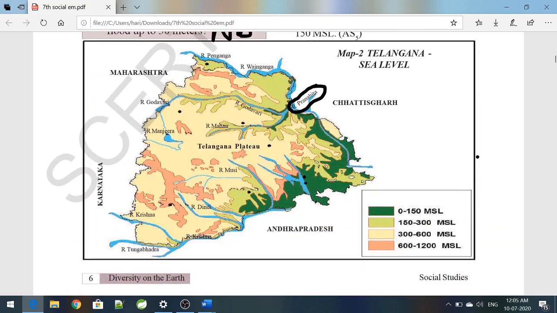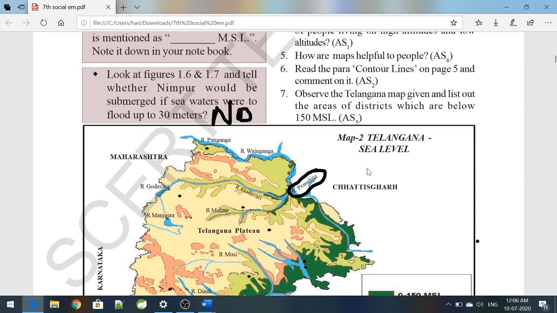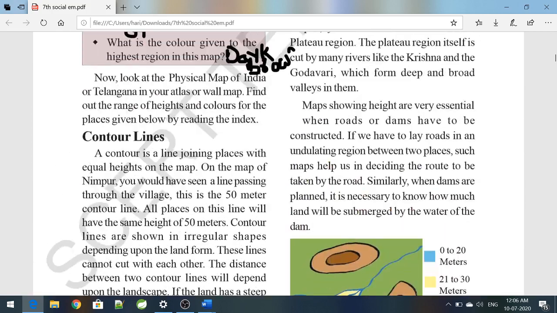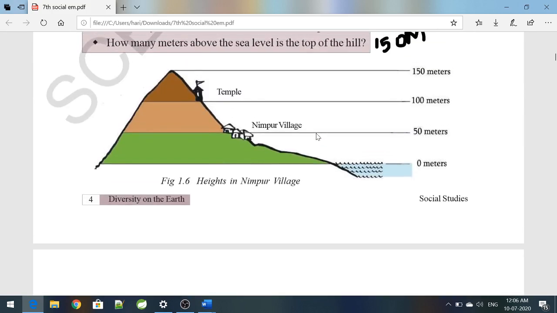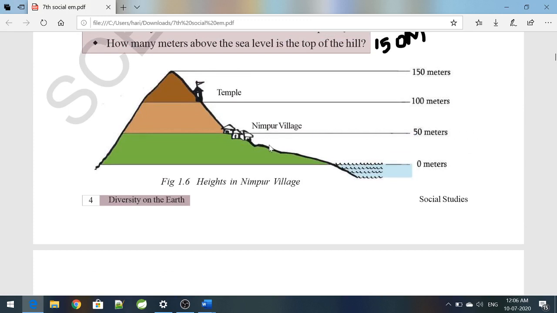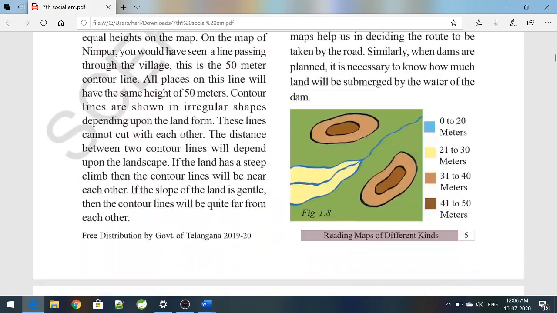Okay, so this is the map of Telangana, and here is the question. Look at the figure and tell whether Nimpur would be submerged if sea water were to flood up to 30 meters. So no, because Nimpur village is located at 50 meters. So 30 meters may come up to here, so it will not be submerged. Okay, so no.